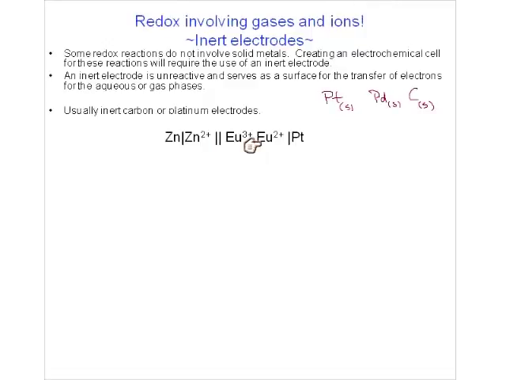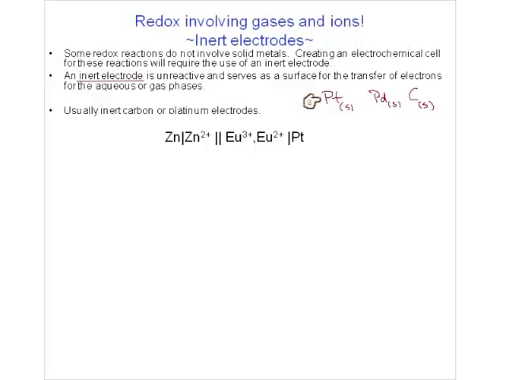In these other examples, we don't have any metal. Europium 3+ is being converted to europium 2+. Both of these are in the aqueous phase, so we need some way to get the electrons out of the solution and onto the wire. In order to do that, we're going to use something called an inert electrode. The inert electrode is something that's not going to be chemically reactive with what's going on in the beakers, and basically its only function is to serve as a surface for the transfer of electrons.